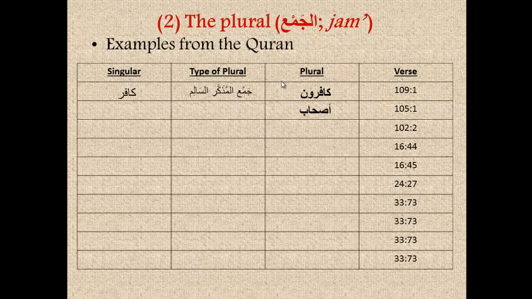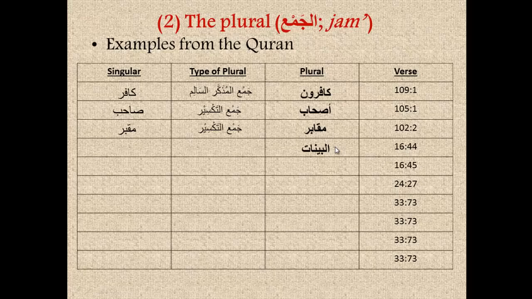In verse number one of Surah number 105, Allah says, "Alam tara kayfa fa'ala rabbuka bi ashabil fil." Ashab means companions. This is an example of a jam' taksir, a broken plural. The singular is sahib. In verse number 2 of Surah number 102, At-Takathur, we have "Hatta zurtumul maqabir," maqabir, which means graves. This is again another example of a jam' taksir, a broken plural. The singular is maqbar.